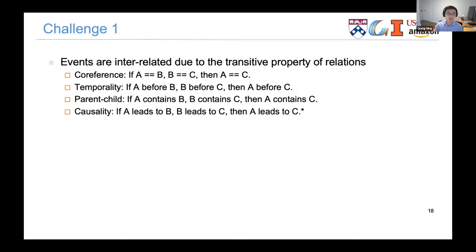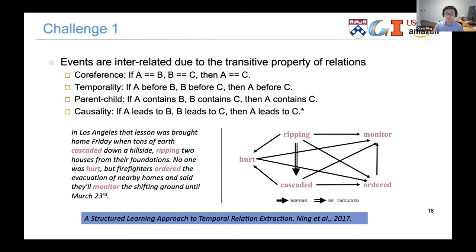Note I put a star sign after causality. It's just because, strictly speaking, if A leads to B and B leads to C, then A is not the cause of C in general causality discovery literature. But in NLP, we're not very rigorous here, so we can still apply constraints like that. This is a real example from temporal relationship extraction. We can see the complex structure when these events are connected by so many temporal relations. We will get back to these challenges.